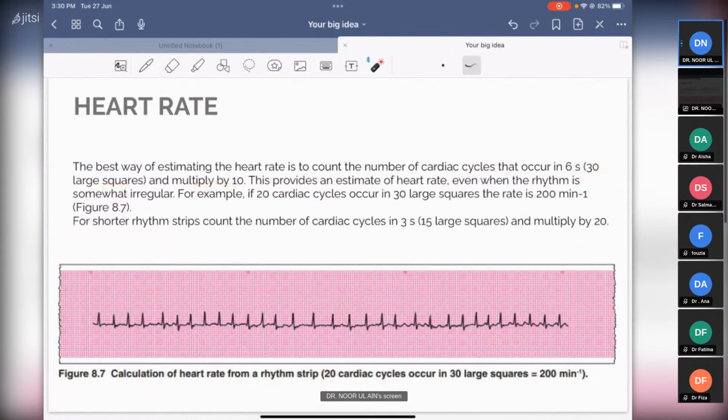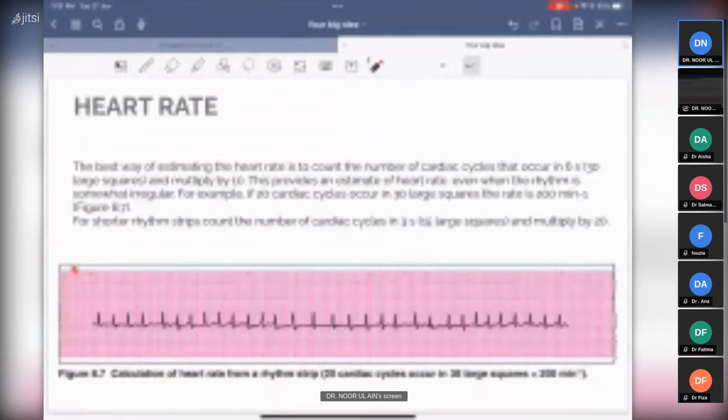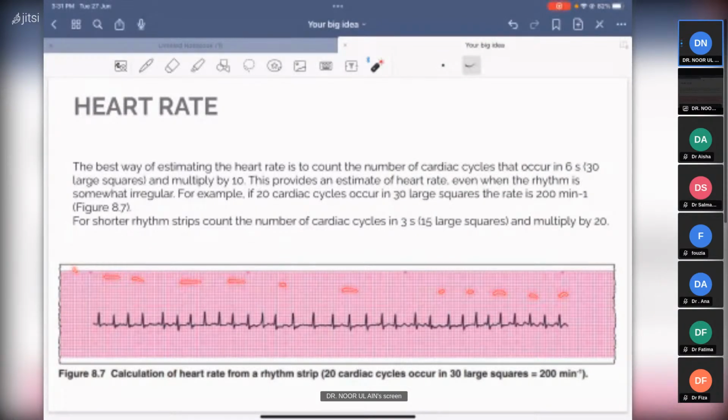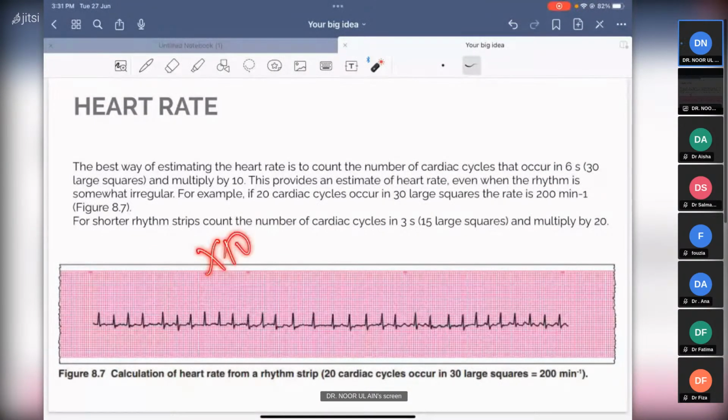But let's say your rhythm strip is short, you don't really have the entire strip with you. What you can do is calculate the cardiac cycles in 3 seconds and multiply by 20. You can literally count 3 seconds, or how do you know 3 seconds? 15 large squares. How do you know 6 seconds? 30 large squares. If you have 30 large squares, this is a 6 second strip, you multiply it by 10. If you have a small strip and you just have 15 large squares, then you multiply by 20.